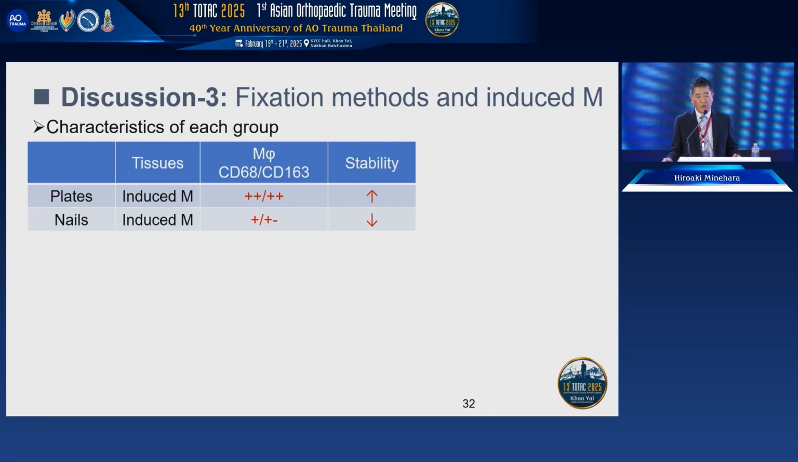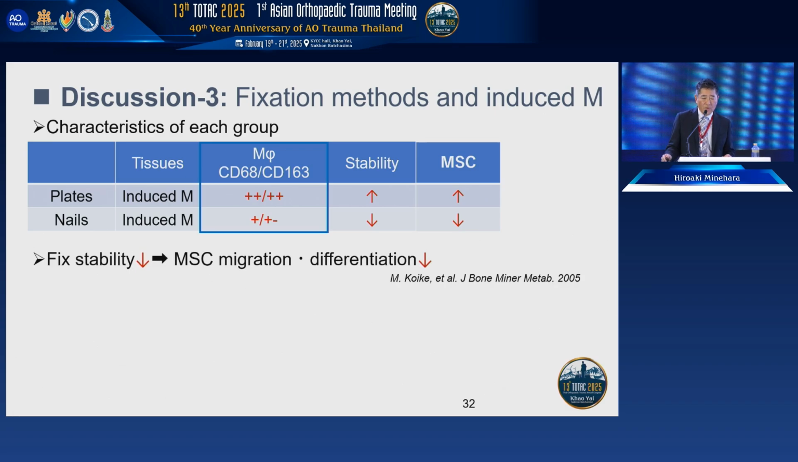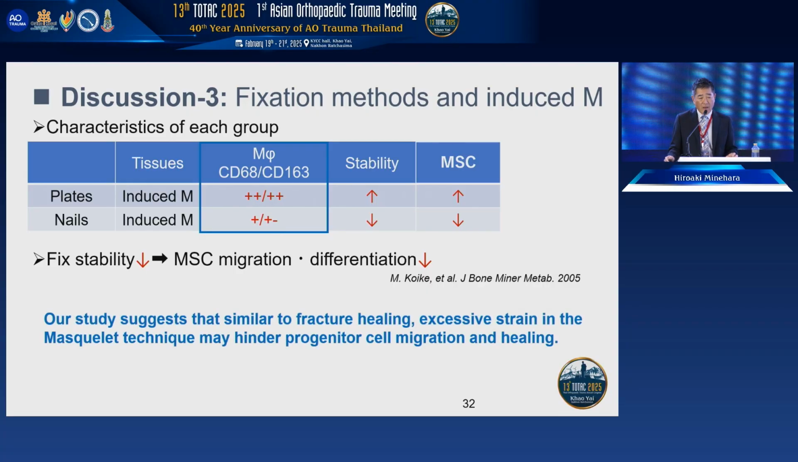So, fixation methods and induced membrane. In the plate group, there's a whole bunch of macrophage expression there with better stability. Compared to nails, less stability shows not so much expression there. And that could tell that MSCs are correlated with macrophages. So when fixation stability is lower, MSC migration and differentiation is lower, as reported by Koike.